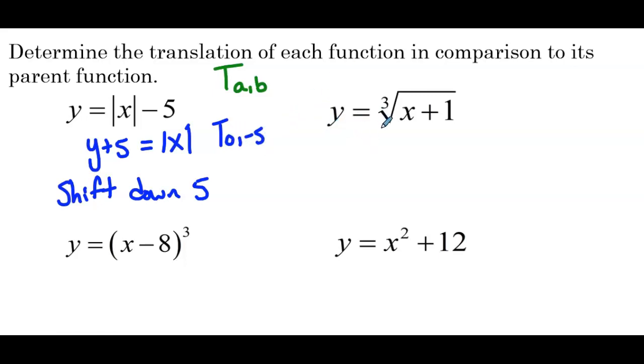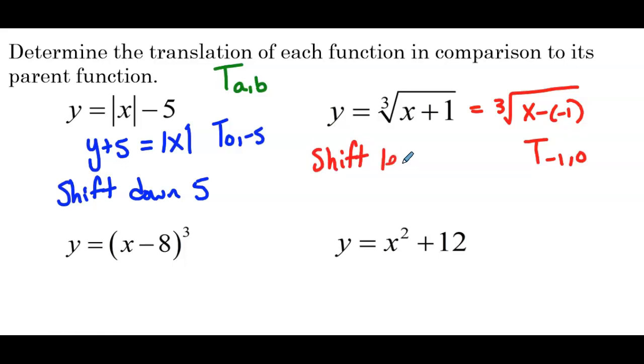Next, we have y equals the cube root of x plus 1. So our parent function is y equals the cube root of x. And if it helps, we can think of this as the cube root of x minus -1. So our translation is -1, 0. We're going to add -1 to the x, 0 to the y. So this is going to be a shift left by 1.